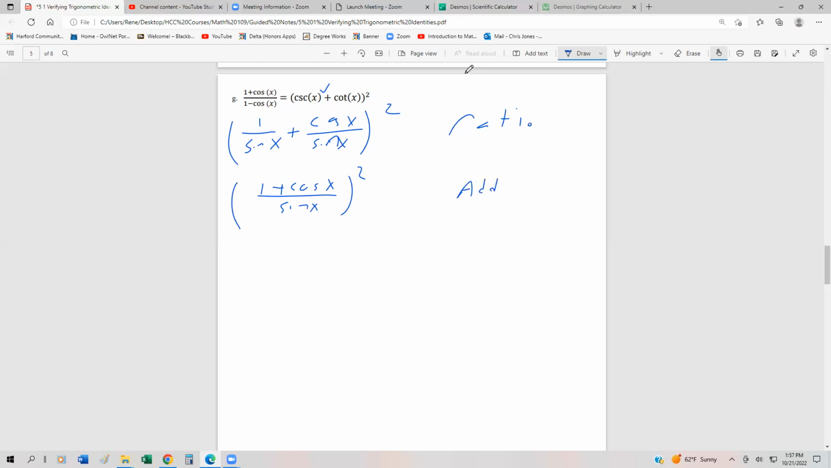And now what I can do is square both the numerator and the denominator. So this is going to be (1 plus cos x) quantity squared divided by sine squared x. All right. So that's just by applying our rules of exponents. So that's a cosine of x, and this is our sine squared of x. And again, that's just by using our exponent rules.